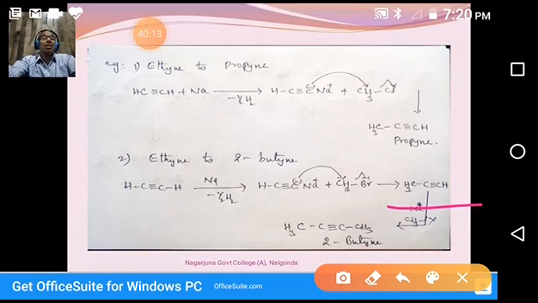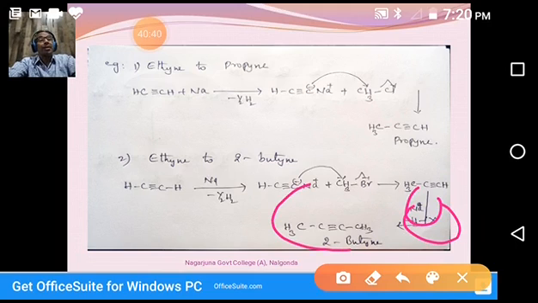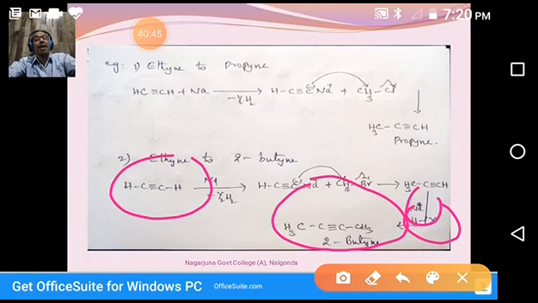So this is not our required product. We have to prepare 2-butyne. That means here we are observing one more hydrogen. It is to be replaced by one more methyl group. So for that, we can perform one more step, first with sodium metal, then followed by methyl chloride or methyl bromide, and we get 2-butyne. So from this acetylene or ethyne, we are preparing 2-butyne.